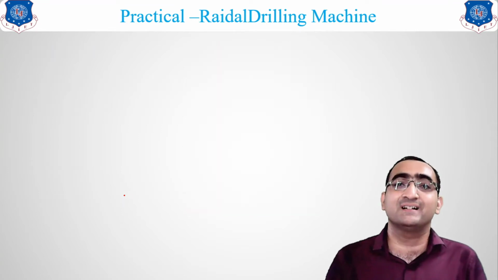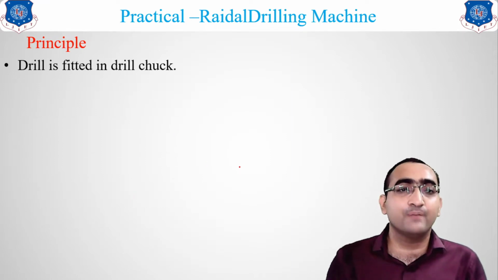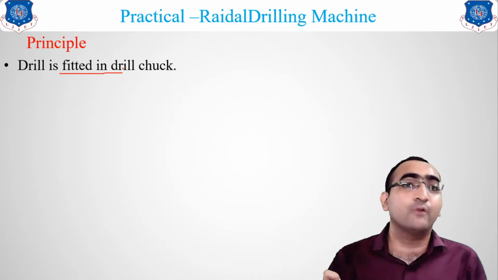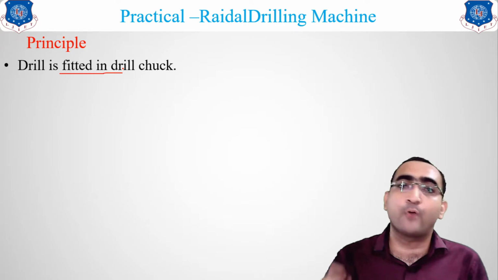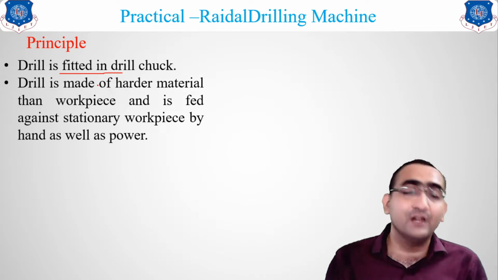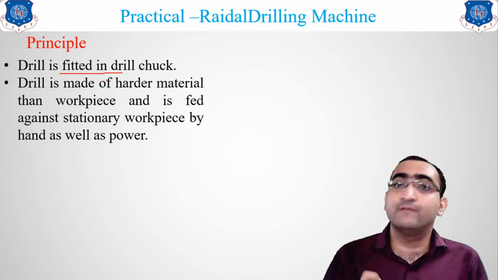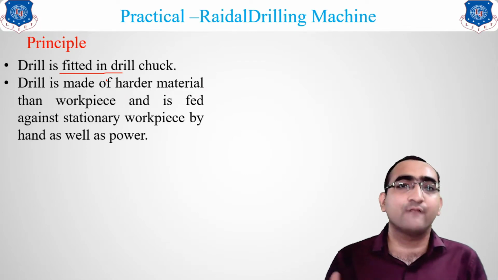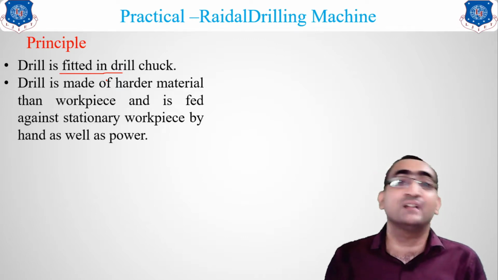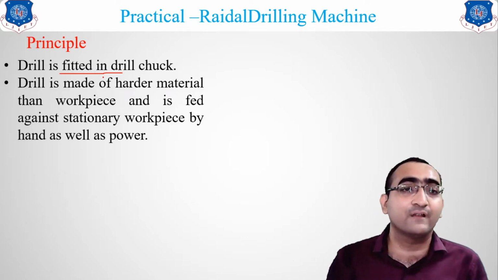Now let us discuss the principle on which this radial drilling machine works. The first major principle is that the drill is fitted in the drill chuck. With the help of a key we fit the drill tool properly onto the chuck. The drill tool is made of a very hard material because we require it to generate the hole. So they are made of high speed steel, high carbon steel, carbide, or any such hard material.